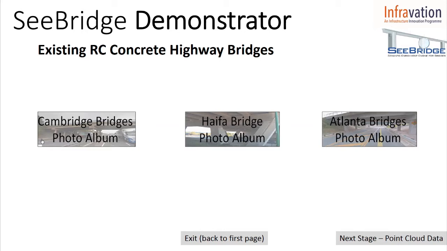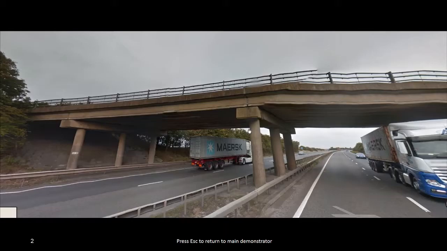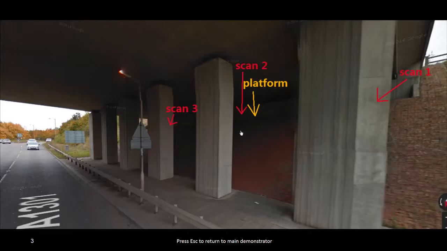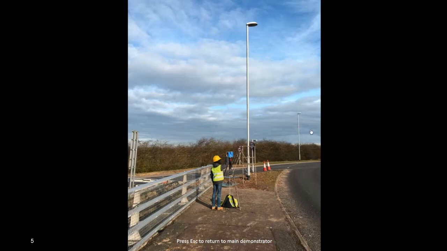So first, we worked on a couple of bridges. A few bridges from Cambridge, England, a bridge from Haifa, Israel, and a few bridges from Atlanta in the US. We can see pictures here of a bit of each bridge. You can also see where we put scanners to scan those bridges. This is a scanner.